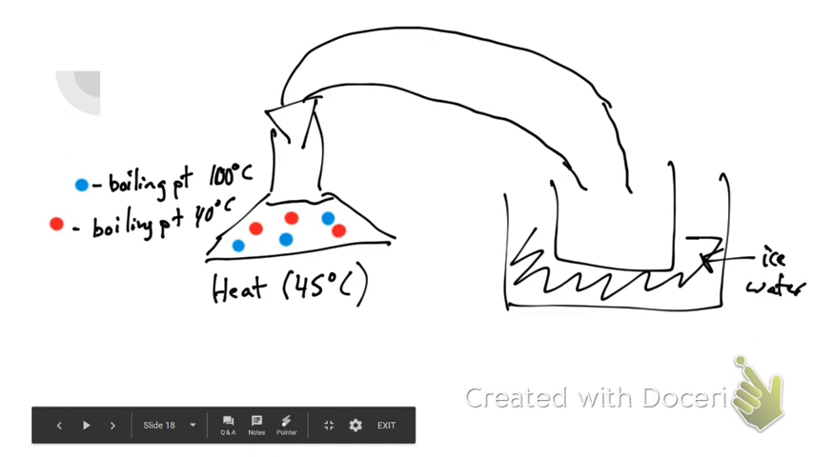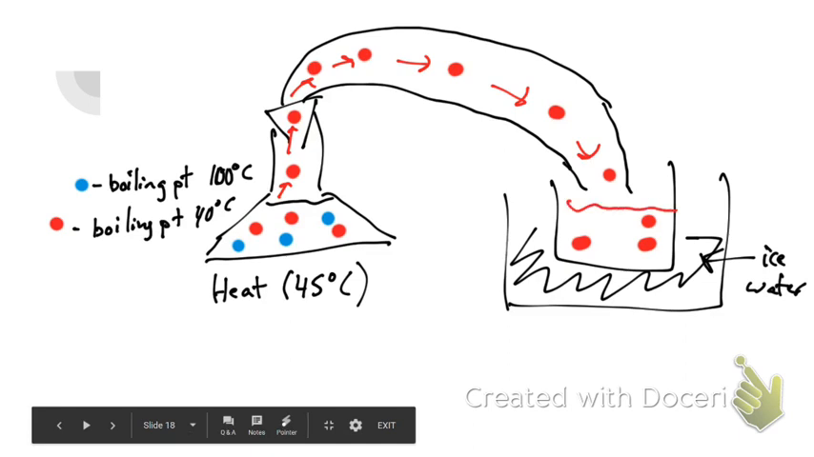At 45 degrees Celsius, the red liquid or the red particles will start to boil, but the blue particles don't. The red particles turn into gas, and you kind of trap it, so to speak, and they move along here. What you end up with is just red particles, because remember, the blue particles are still stuck because they have not boiled. And so you have this red liquid.